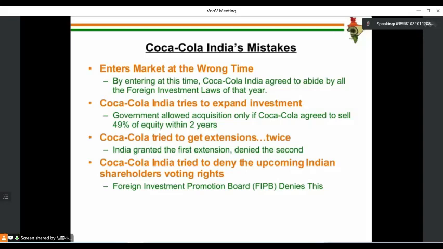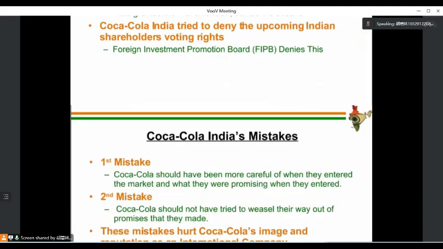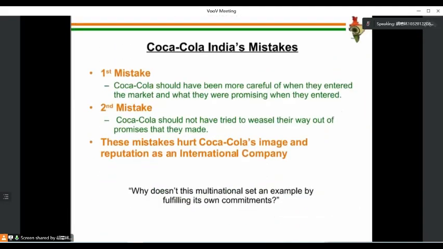And Coca-Cola India tried to deny the upcoming Indian shareholders voting rights. Okay, so they don't want the local officials to get into this business, unlike Pepsi. Okay, so the first mistake I conclude, Coca-Cola should have been more careful when they entered the market and about what they were promising when they entered. The second mistake is Coca-Cola should not have tried to weasel their way out of the promise they had made. Okay, so this mistake can actually hurt the image of Coca-Cola among those locals.